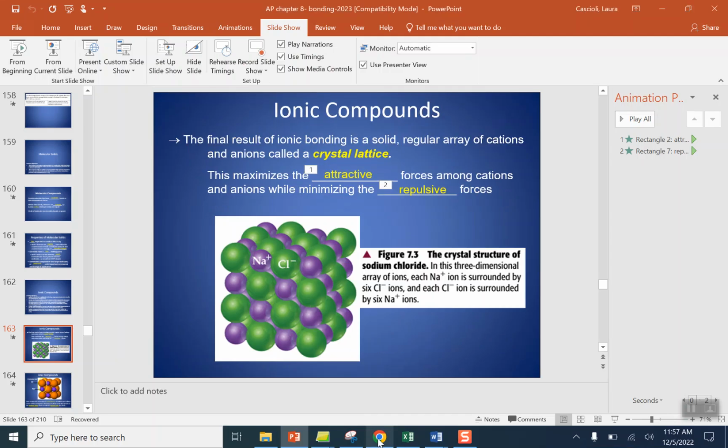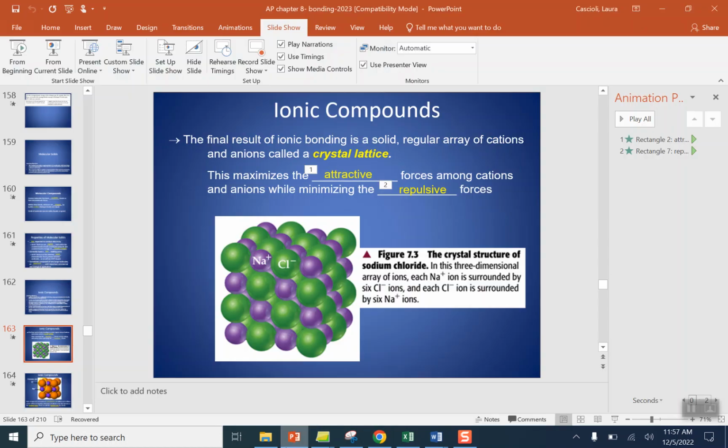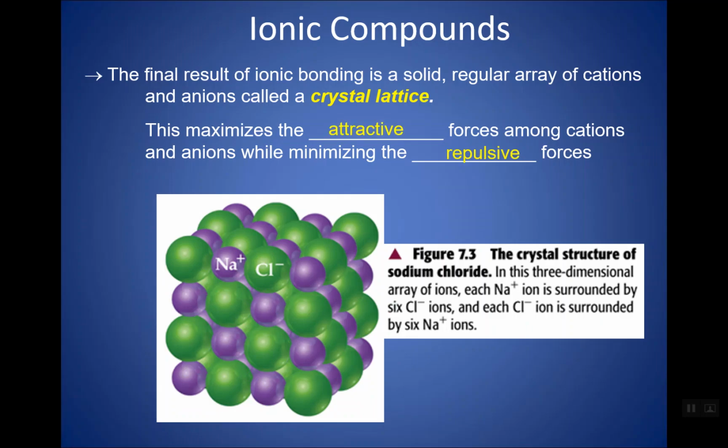And just to give a better view, here's a 3D structure. You have your positive ion here. It's completely surrounded by negative ions on all sides. So you're really maximizing the attraction between positive and negative. And notice that the other purples are essentially as far apart as possible. You're minimizing repulsion too. So it's this really large 3D lattice where you're maximizing attraction and minimizing repulsion.